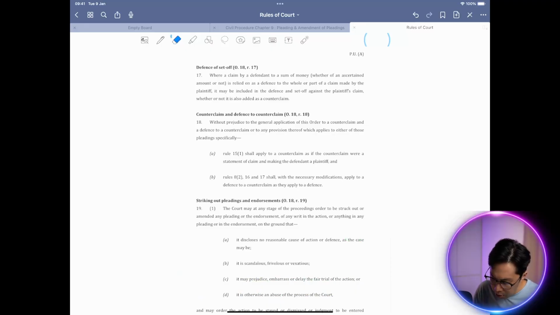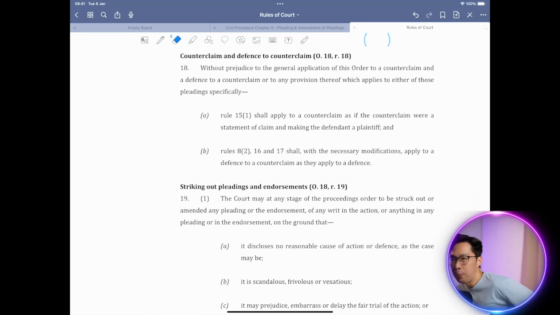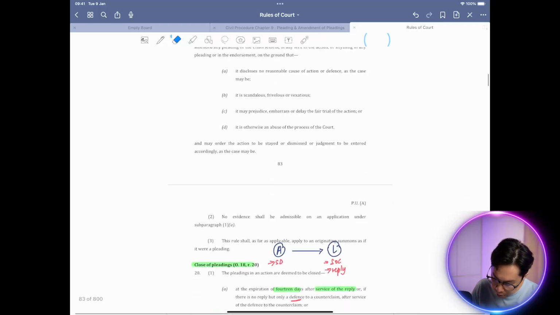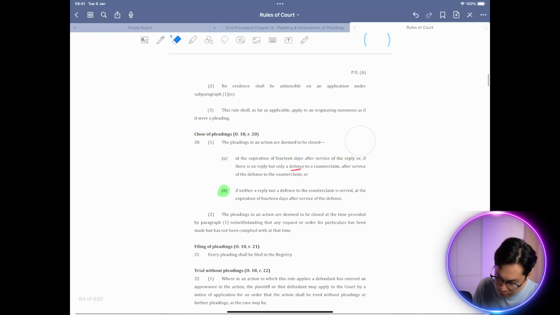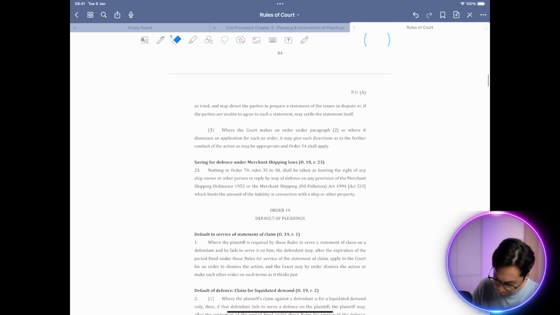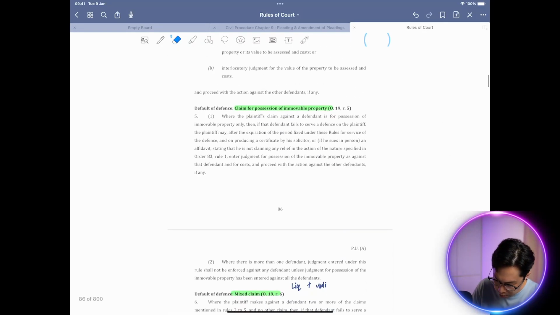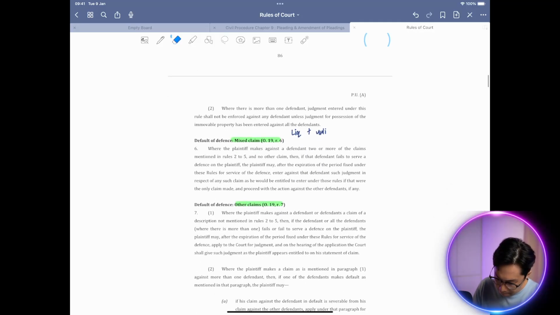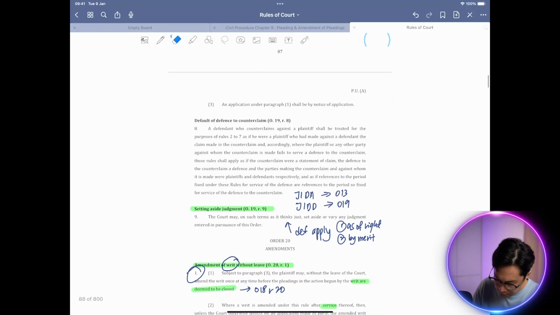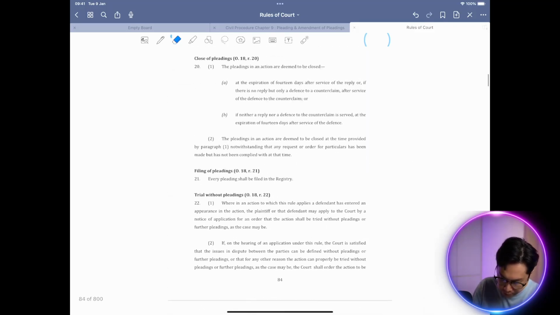Now, I didn't talk about Order 18, Rule 19 in your notes, even though it's under Order 18, because I put it under striking out, under speedy disposal. Okay? So we'll talk more about that, speedy disposal. Let's read some statute together. Okay, now let's start.